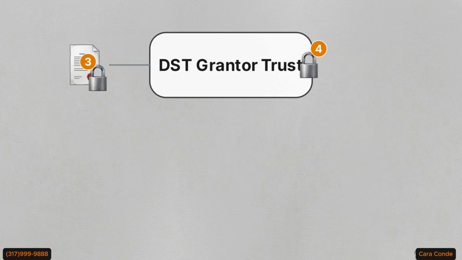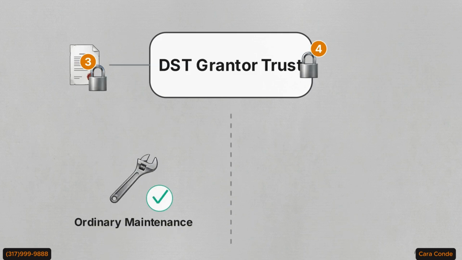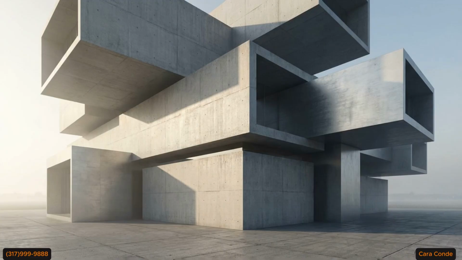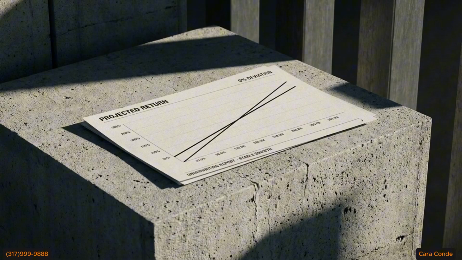Constraint 4 is a strict ban on making significant capital improvements or expenditures to the property. The IRS draws a hard line between legal, ordinary maintenance, like repairing a damaged roof, and prohibited value-add improvements, like upgrading units to increase rent. Together, these operational freezes mean the sponsor cannot actively manage their way out of a bad market. The asset must perform strictly as underwritten.